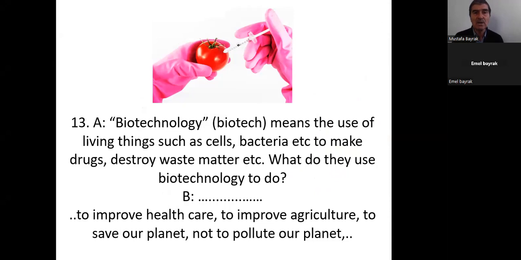Okay, 13a, biotechnology or biotech. Biotech means the use of living things such as cells, bacteria, etc. to make drugs, destroy waste matter, etc. What do they use biotechnology to do? They use biotechnology to improve healthcare, to improve agriculture, to save our planet, not to pollute our environment. So they use biotechnology to produce bacteria to destroy the waste. Okay. In the explanation.